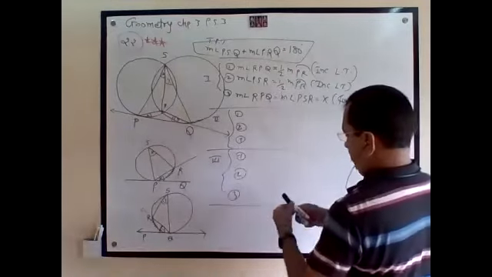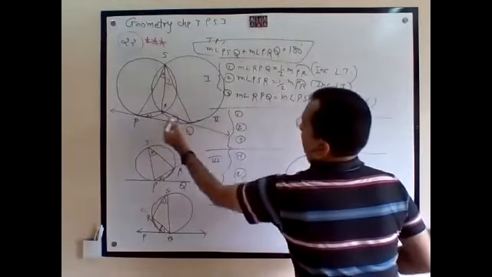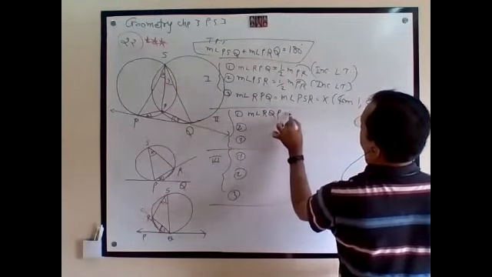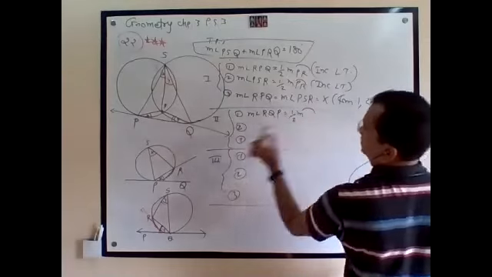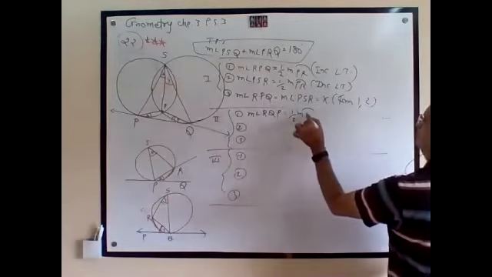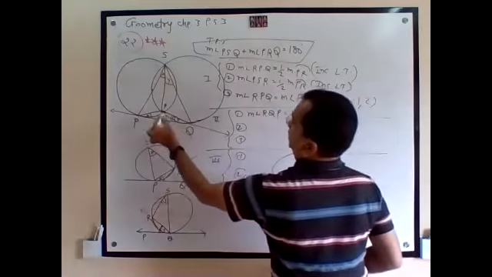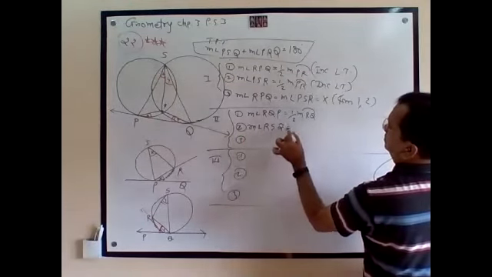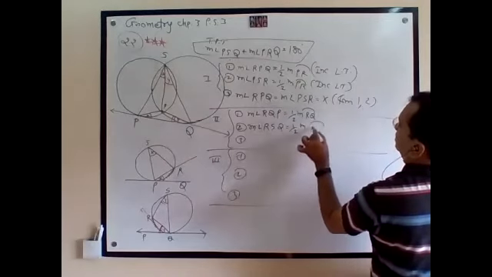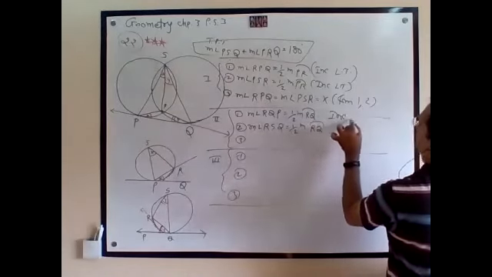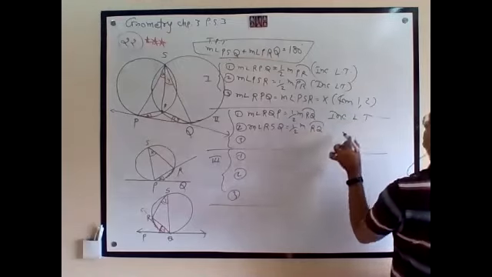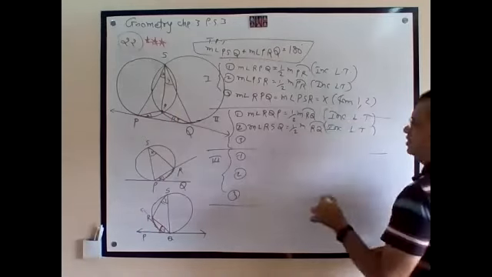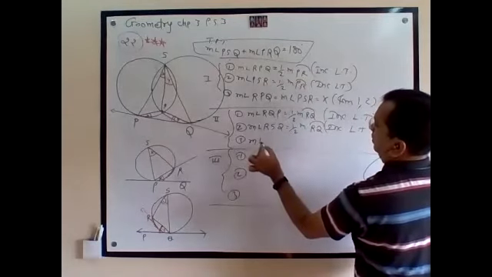Same like this, I will take the lower angle, lower first. RQP is half of major arc RQ. Upper, RSQ, is half of major arc RQ. Inscribed angle theorem. Therefore, both are equal, upper and lower one.